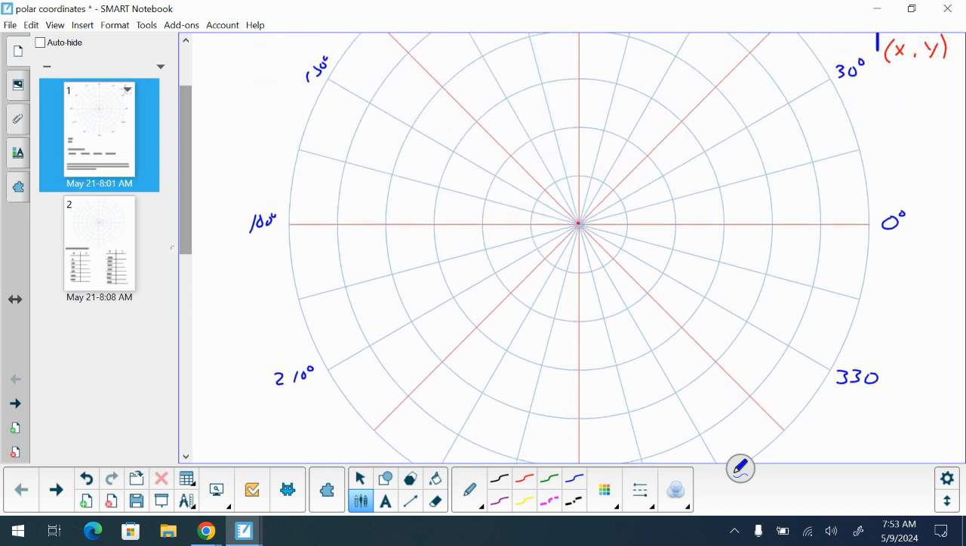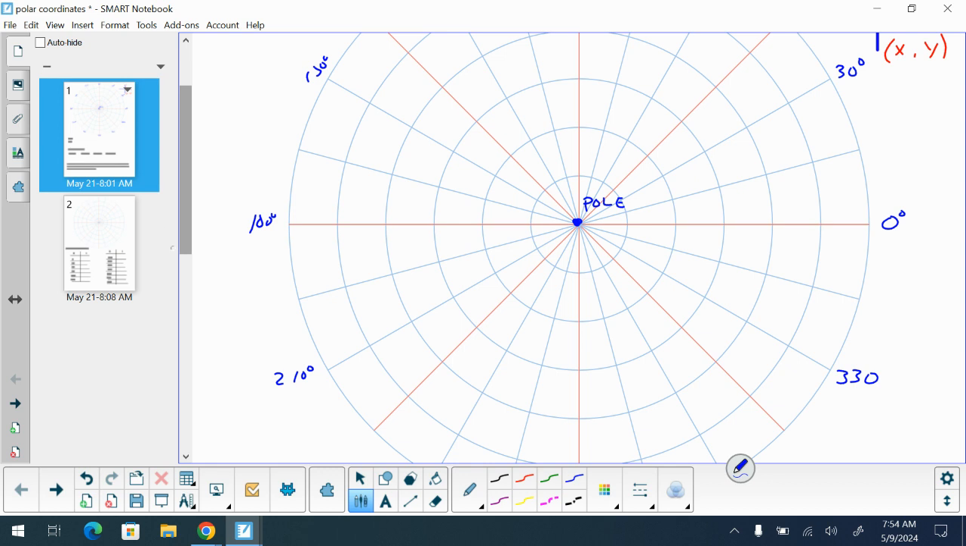So these are degree measures of rotation as we go around the middle point there. And once again, traditionally, that's what we have done with respect to our angles of rotation. We have this middle point right here, which is called a pole. Very similar to what you would see with the North Pole or the South Pole. That is our pole.